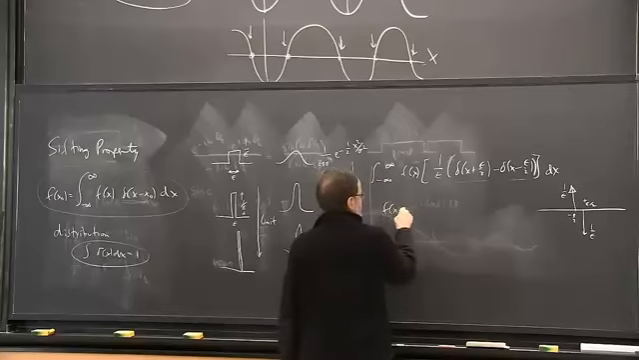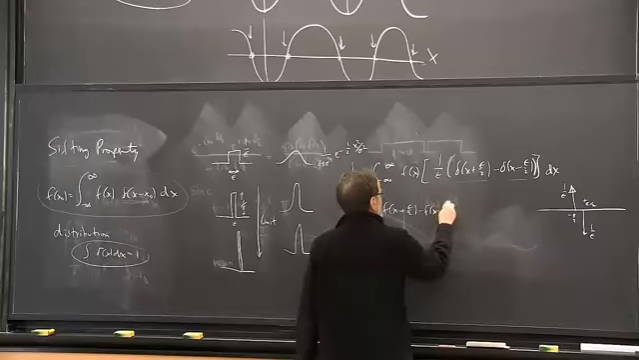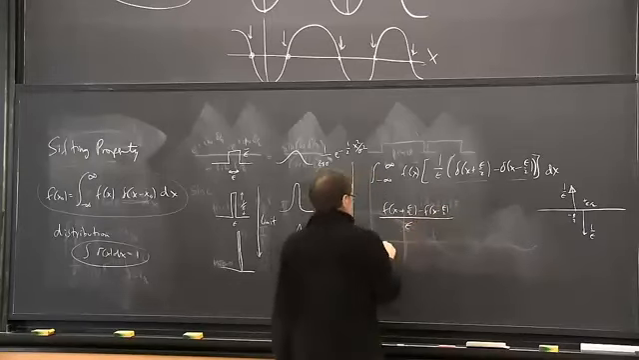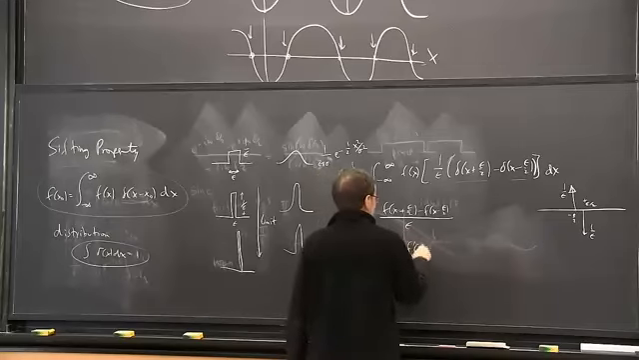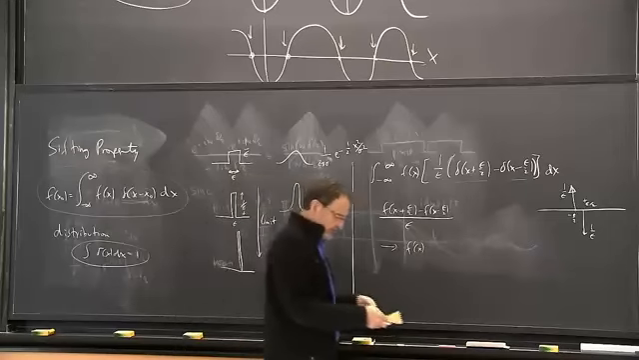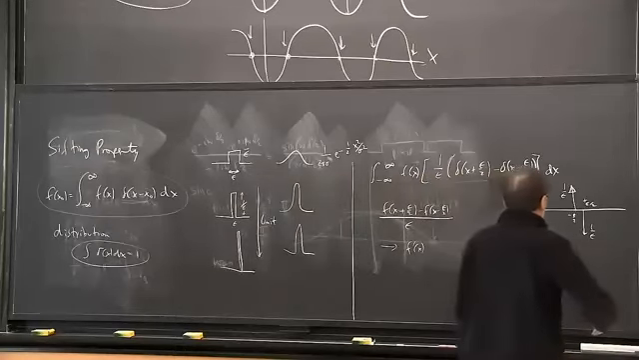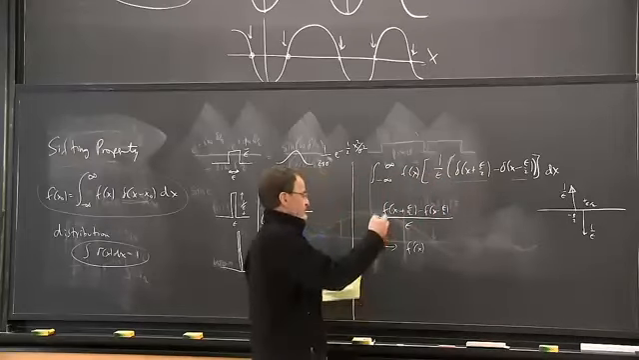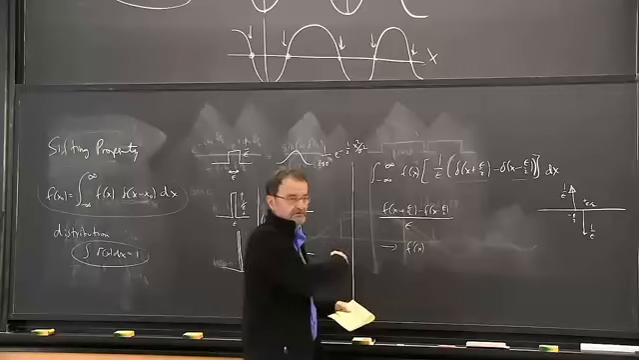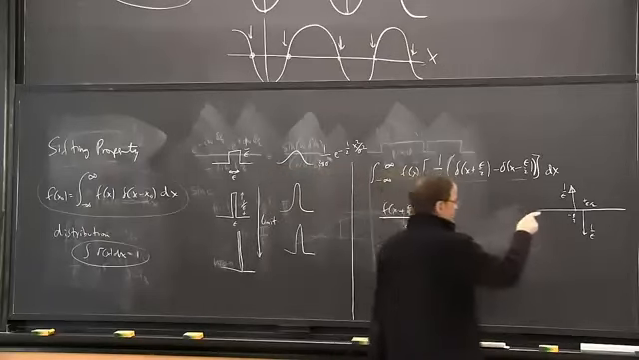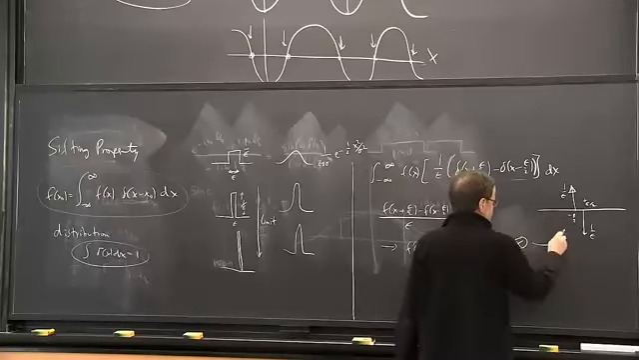And of course, that's just f of x plus epsilon over 2 minus f of x minus epsilon over 2, divided by epsilon. And in the limit, that's the derivative. So what's the point? Well, the point is we've connected convolution with derivatives. And so we can take the derivative by convolving with this.